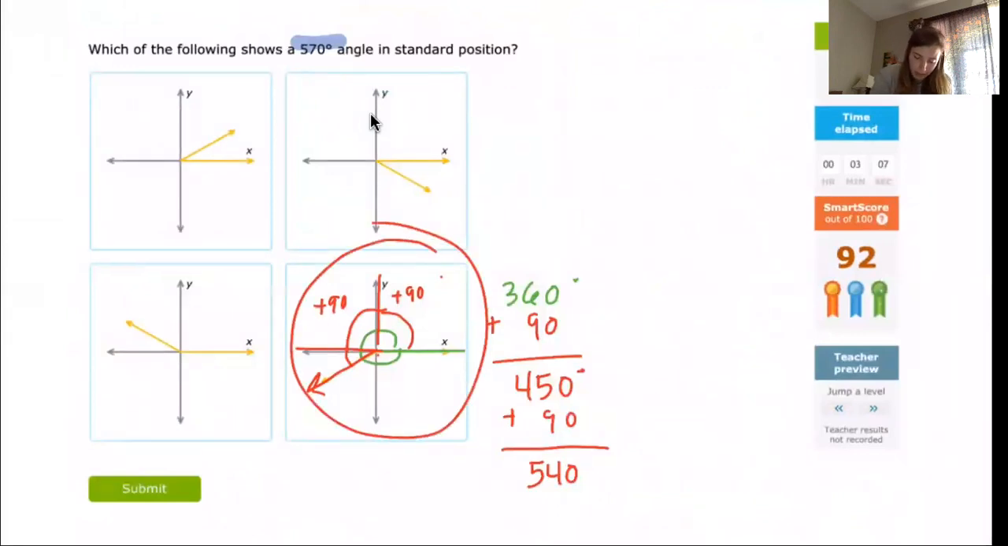Here, I'll go ahead and erase all of my numbers. So that's what 570 degrees would look like. Okay.